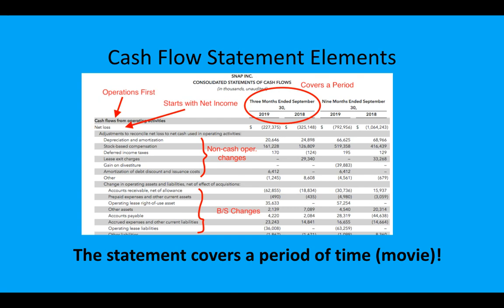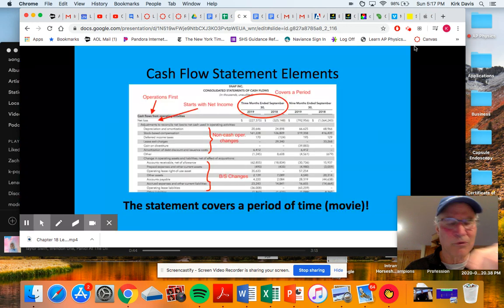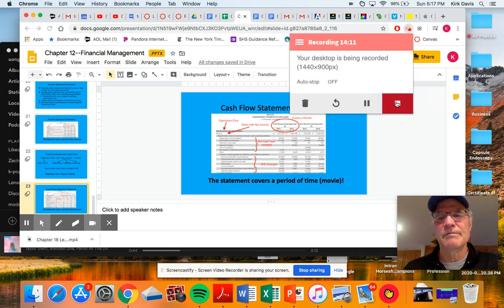Okay, so we're going to stop there, and we'll finish chapter 12 with payroll and a couple of other things. But for now, you guys are kind of all good to go on the balance sheet, income statement, and cash flow.